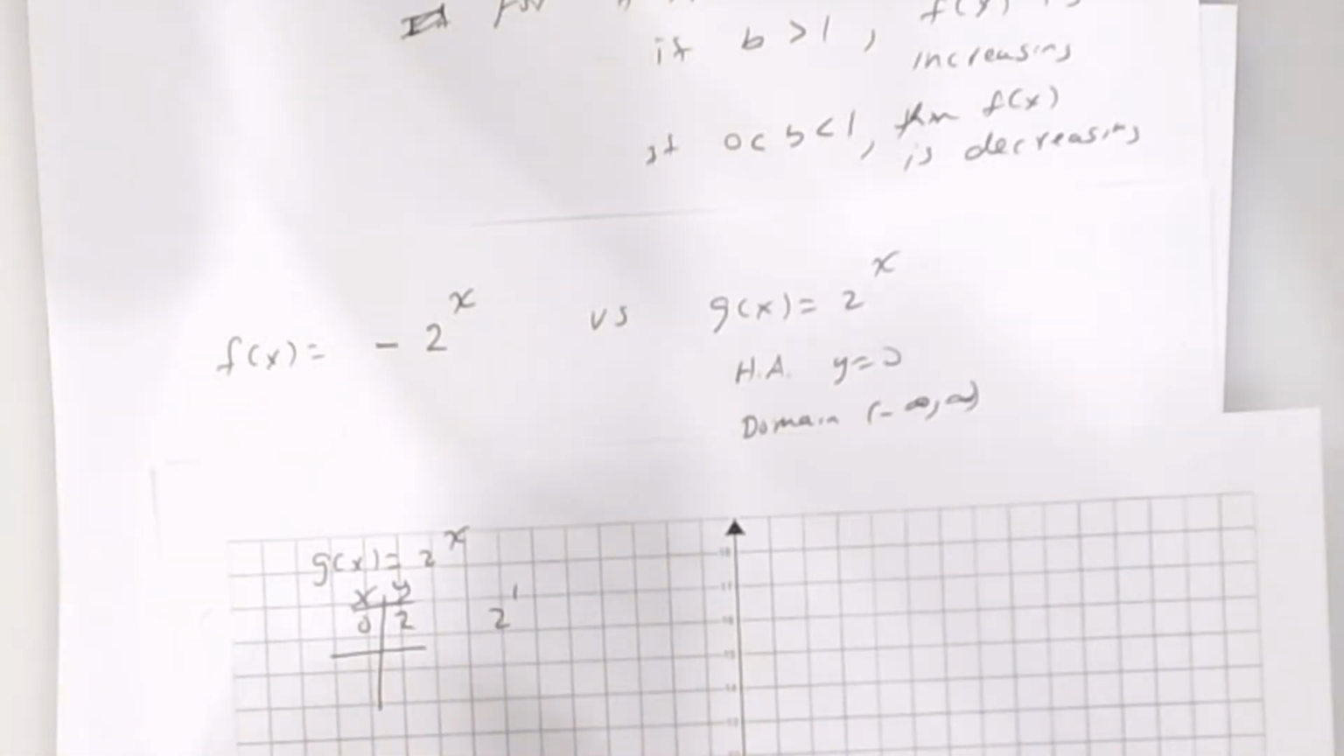2. Now I'm going to ask you this question. Based on what we discussed, is g of x an increasing function or a decreasing function? Increasing, because the base is 2. 2 is bigger than 1. So you're going to notice that when I graph it, my y values are increasing rapidly.